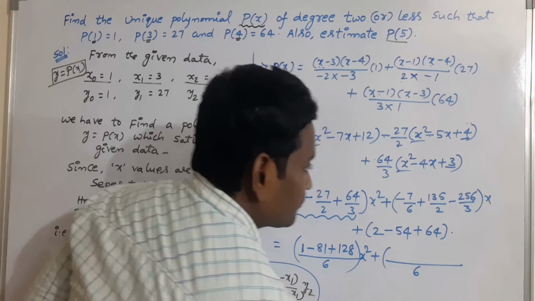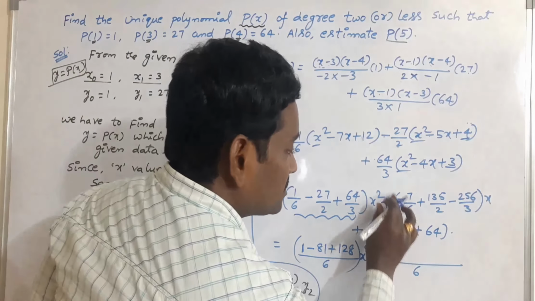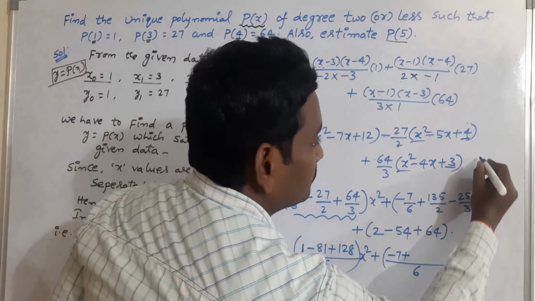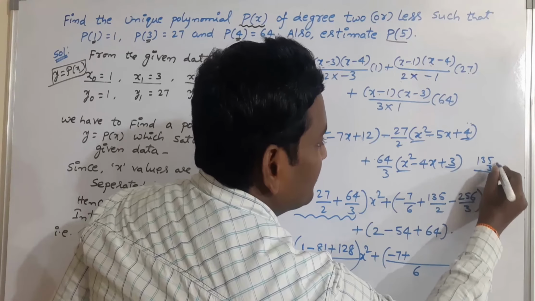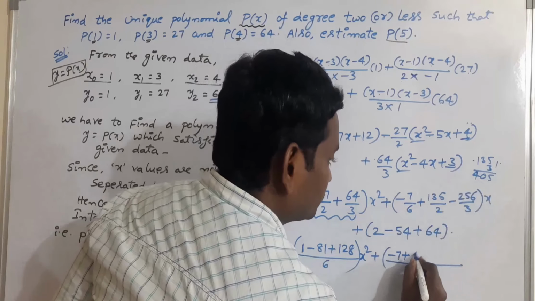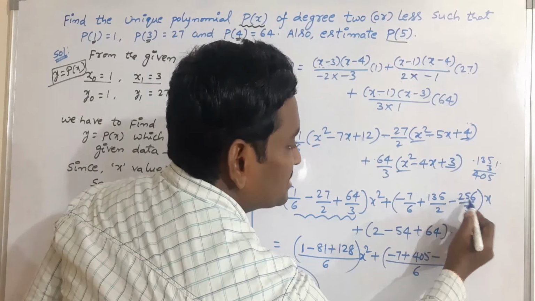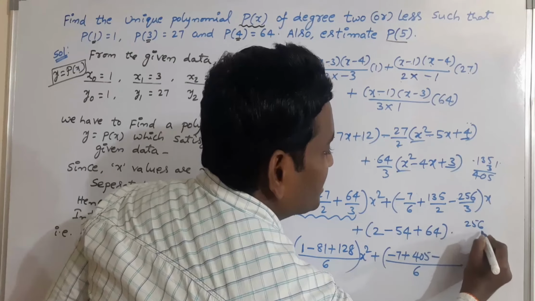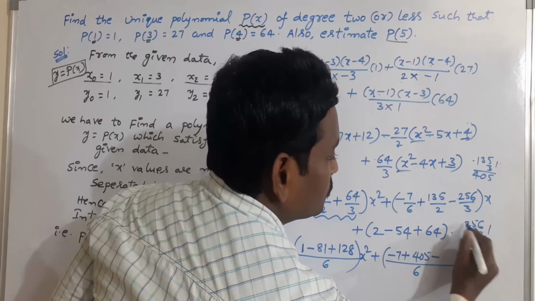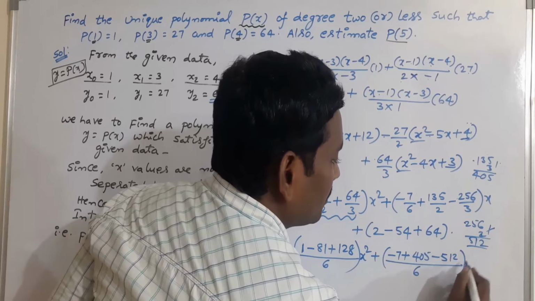6 is the LCM. You can also use the calculator to simplify these fractions, no problem. Okay, so minus 7 plus 3 times 135, which is 405, minus, you should multiply the 256 with 2 times, so it is 512, negative 512 of x.